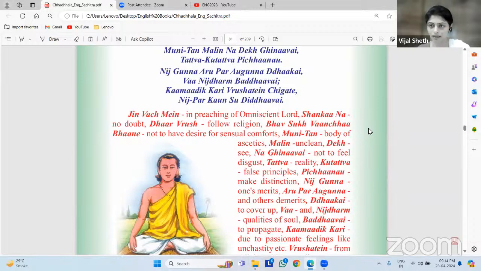Somebody is not able to attend class and you are helping them, explaining what is given. So all these things fall under sthiti karan.